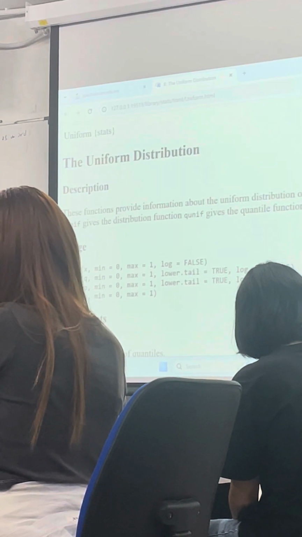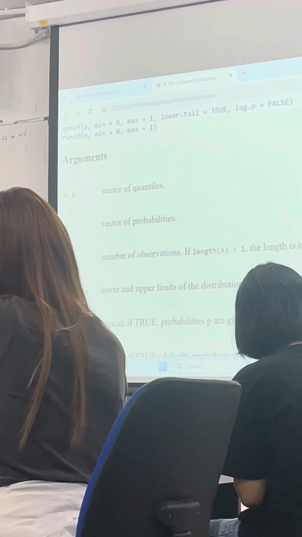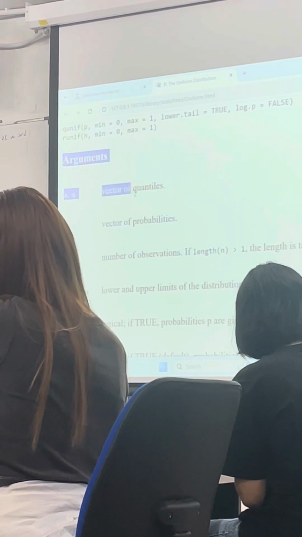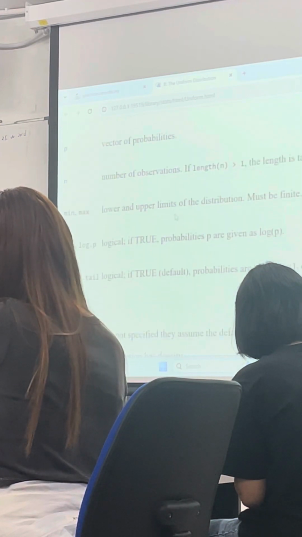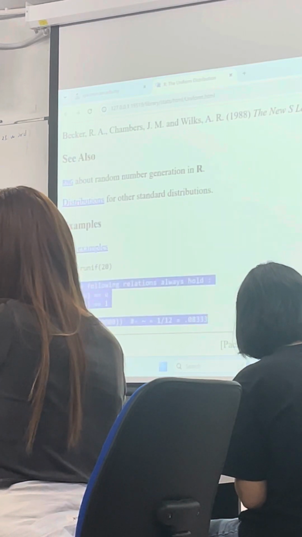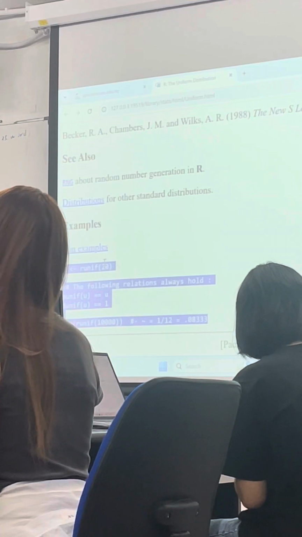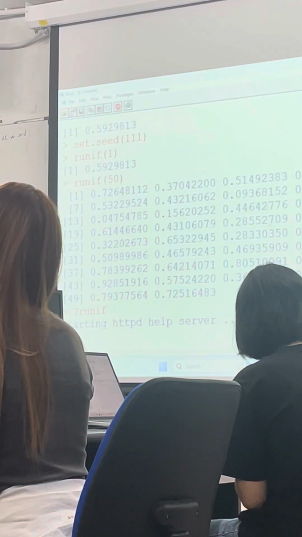Okay. So usually when you go to the help function, towards the end there will be an explanation on what the arguments mean. Okay. And then towards the end, there will always be examples. The best way to do it is that you can just run the example on your own and then see what happens.